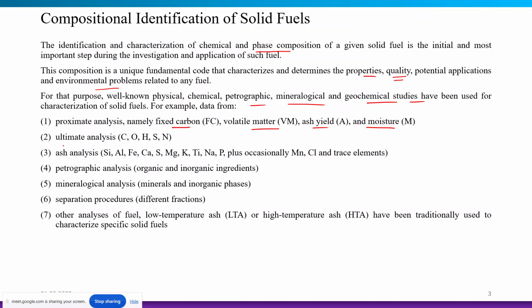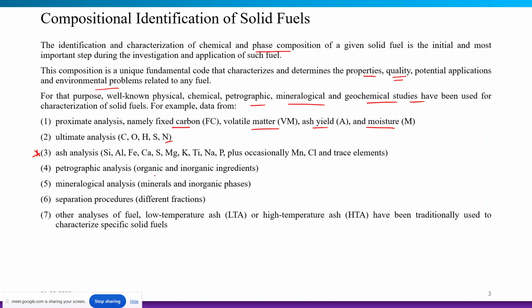When we come to the ultimate analysis, it gives you carbon content, oxygen content, hydrogen, sulfur, and nitrogen content. Ash analysis is itself an important analysis because when we deal with the fuel at industry scale as well as in transportation, this ash analysis is very important to do beforehand. This ash analysis is composed of silicon, aluminium, iron, and other minor elements. These trace elements also should be analyzed beforehand.